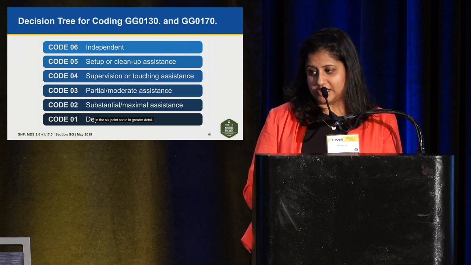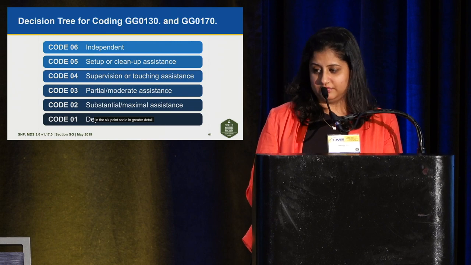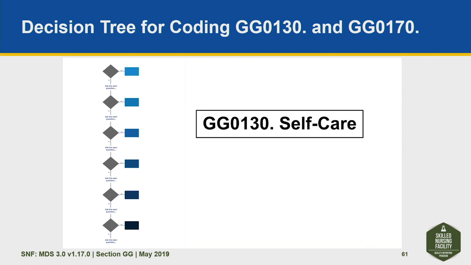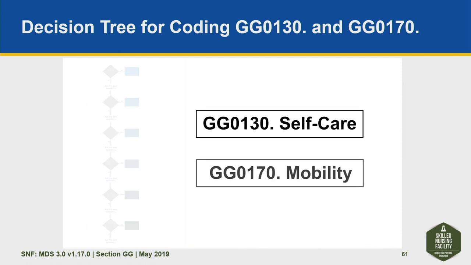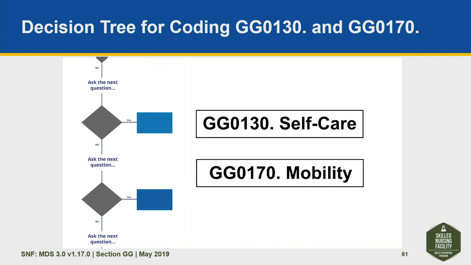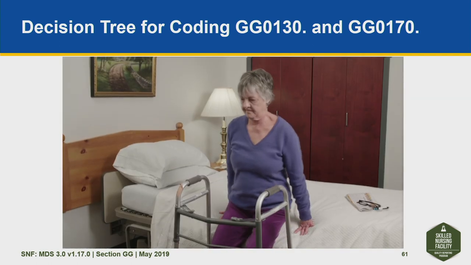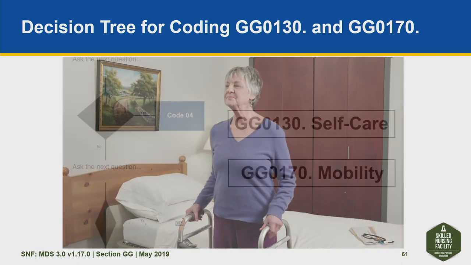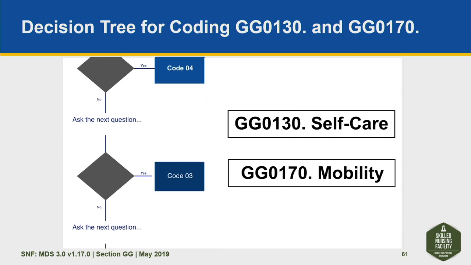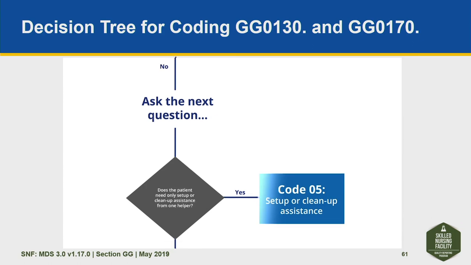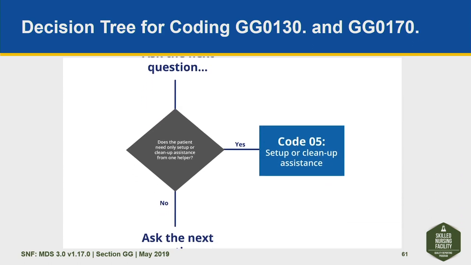And we discussed the six-point scale in greater detail, and now we're going to watch a video on the decision tree. We will walk through the decision tree for coding GG0130, self-care, and GG0170, mobility, highlighting each coding level using an example of a patient, Mrs. Jones, completing GG0170D, sit to stand. The decision tree presents a series of yes-no questions, represented by diamonds, that guide you to the correct code for your patient or resident.